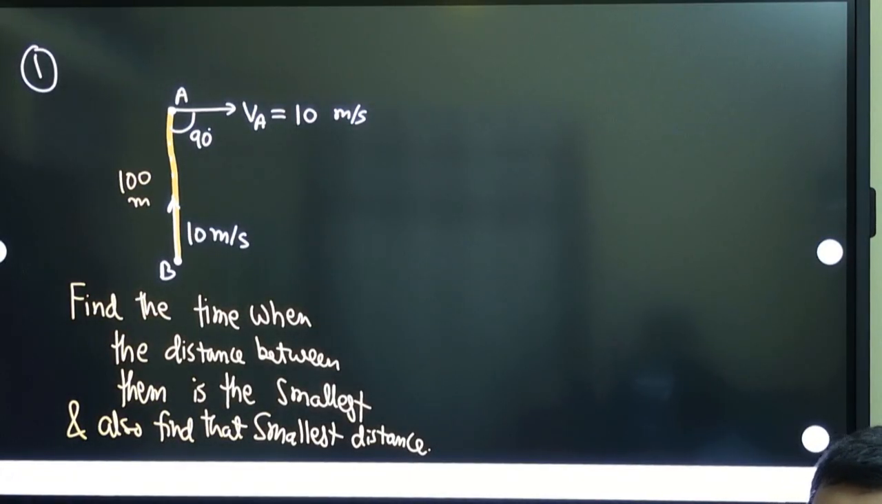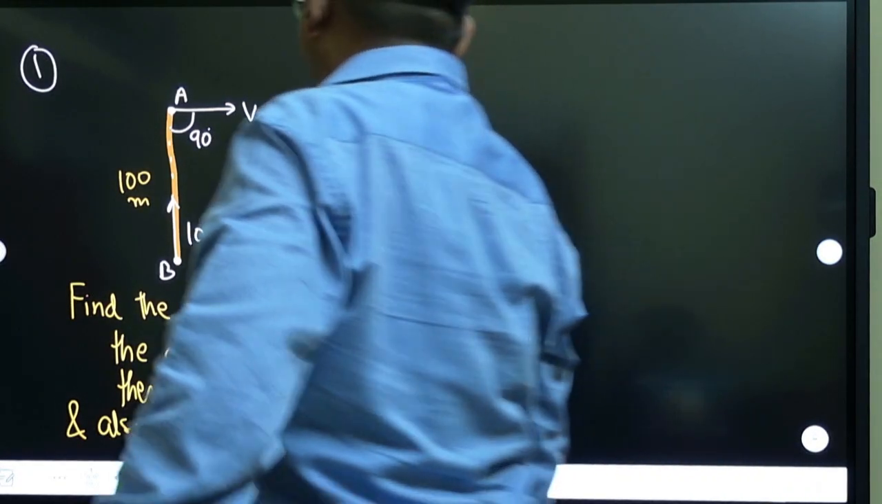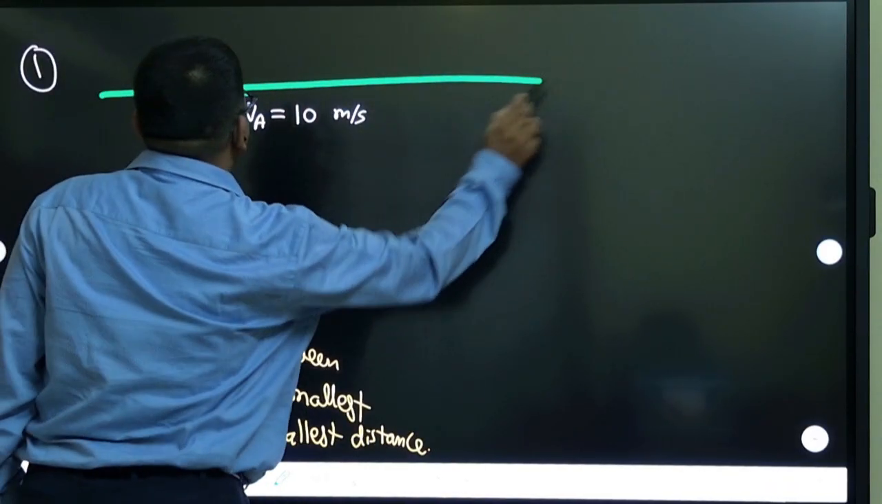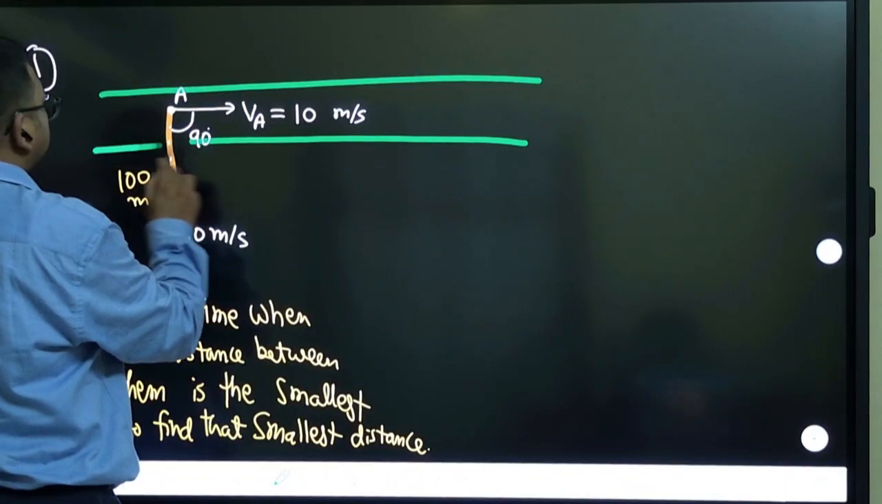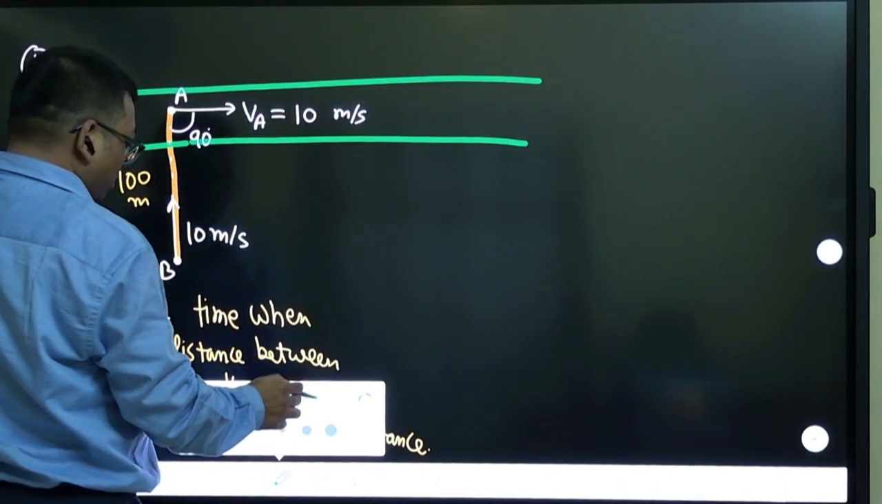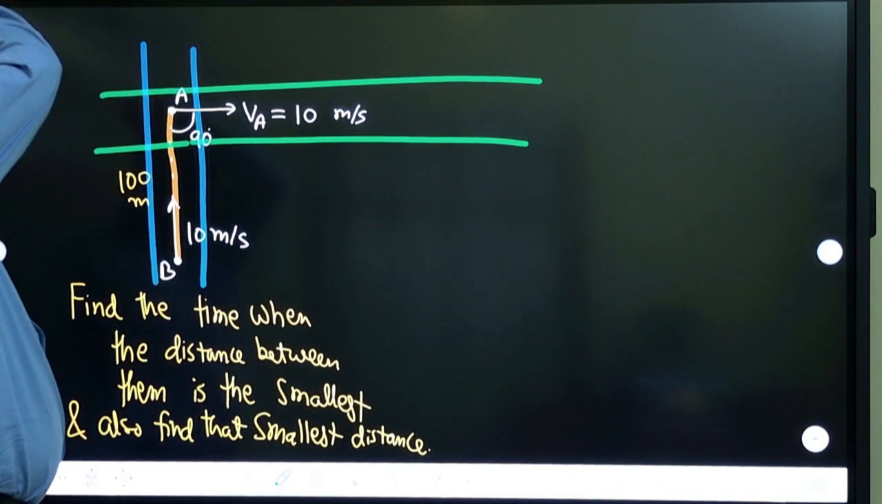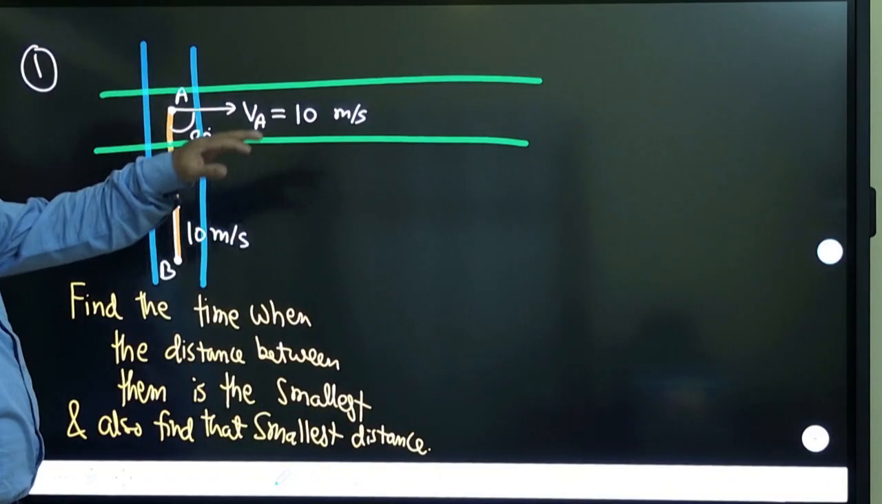Suppose these are two cars. Let us say there are two cars, and two roads like a junction. One road is like this way, a straight road, like this. Another road is like this way. So this is the junction here. A is going like this and B is going like this.